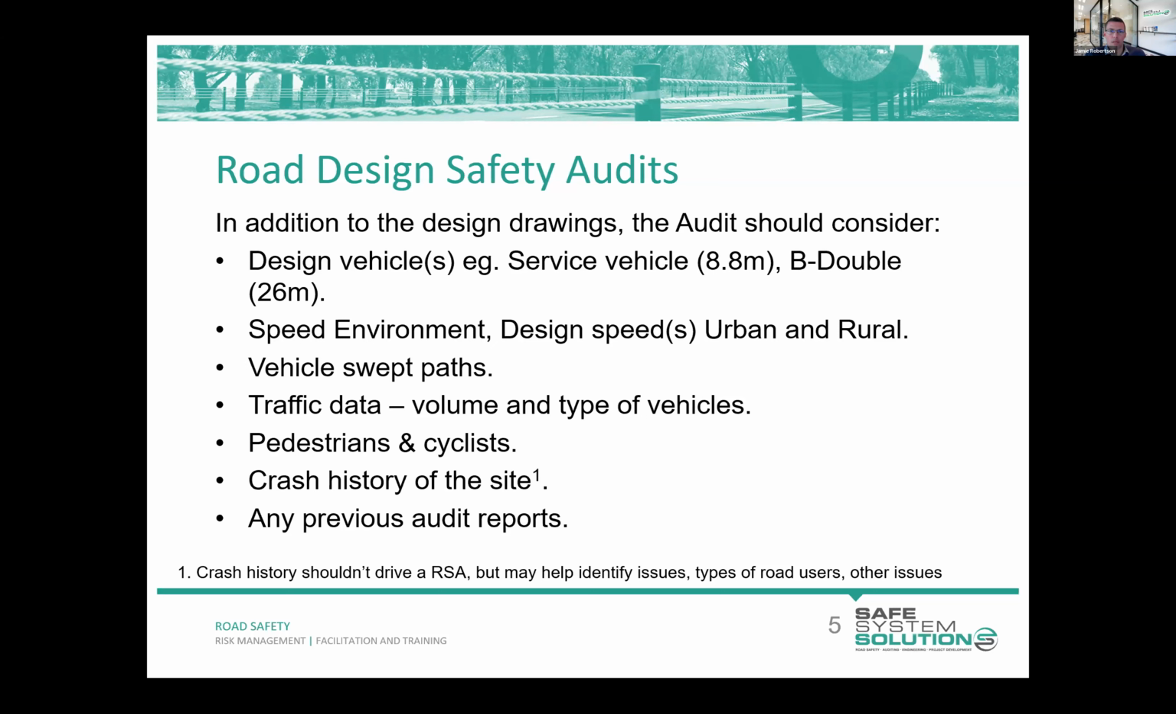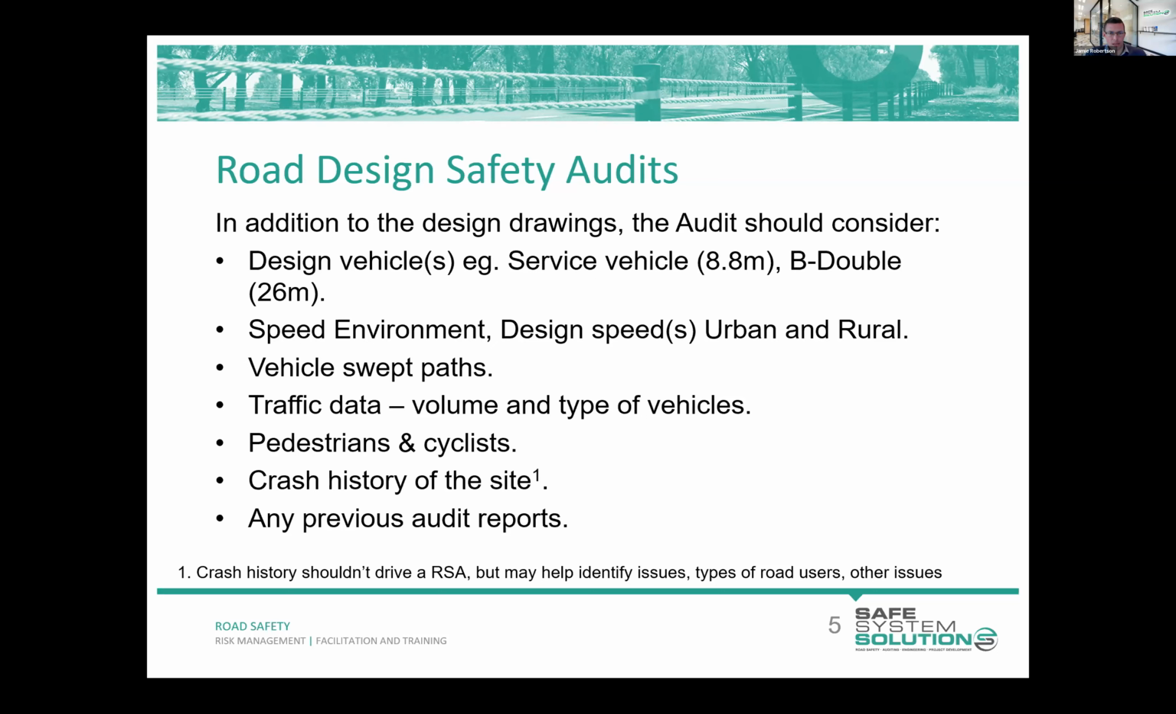It's important to understand some traffic data, so the number and the mix of vehicles that are using a particular piece of road. You might have some information on pedestrian and cyclist use. You might even look to something like Strava to understand what pedestrians and cyclists do in the area. The crash history of the site may be provided to you. You may access some publicly available information.